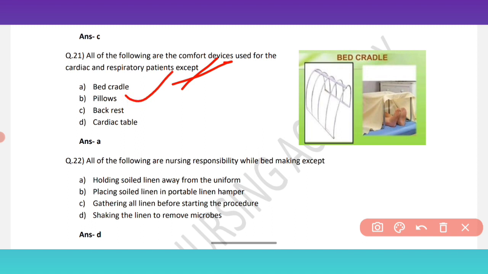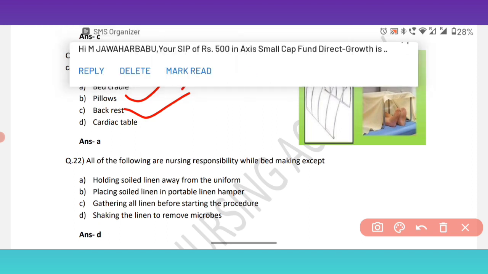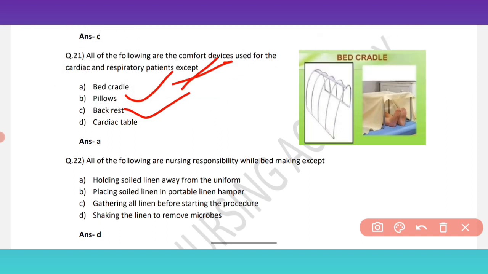Pillows, yes. We will keep pillows over the back so that the patient can sit comfortably in fowler's position, semi-fowler's position, low fowler's position, or even in the tripod position. Tripod position means sitting and leaning forward. So these are the things we can do with pillows. Next one is backrest. While sitting, we are going to use the backrest. And next one is cardiac table. For eating, we will be using the cardiac table. So these three things we can use.